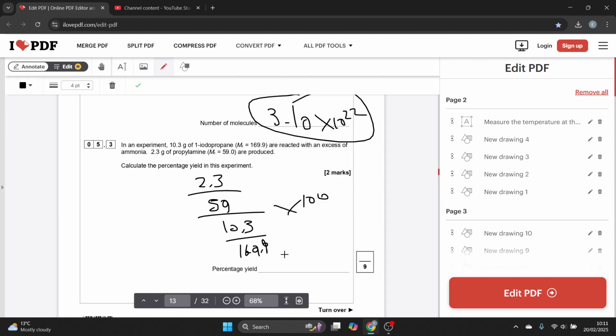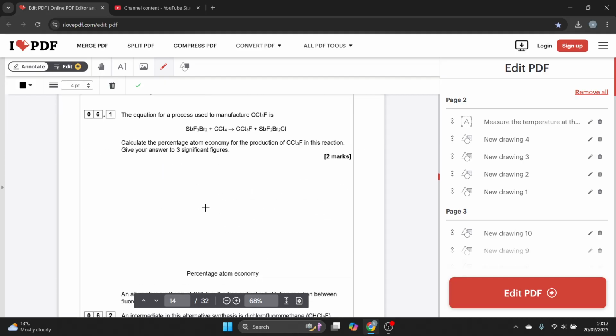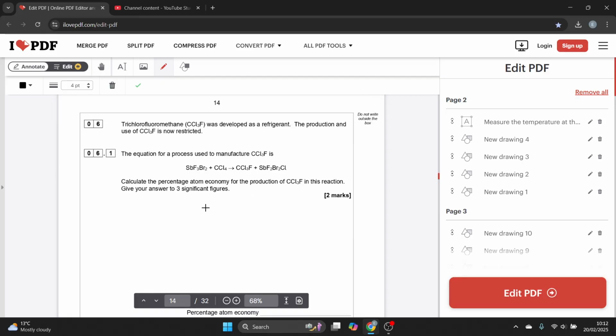0.3%. Always be wary how many marks it is. If it was a bit more, then it probably wouldn't be that easy, right? Find the moles of propylamine, find the moles of that, and then moles of propylamine over moles of 1-iodopropane times 100: 64.3%.